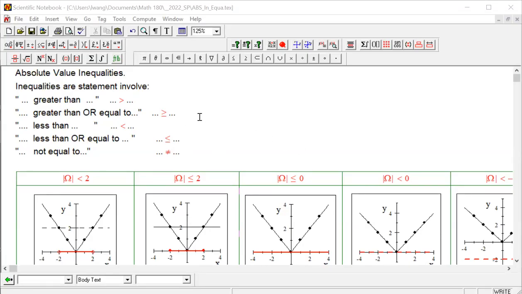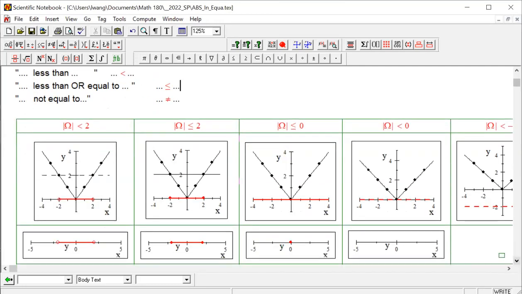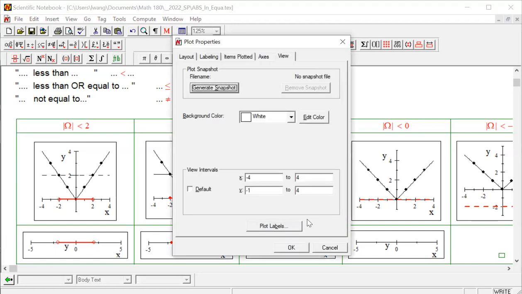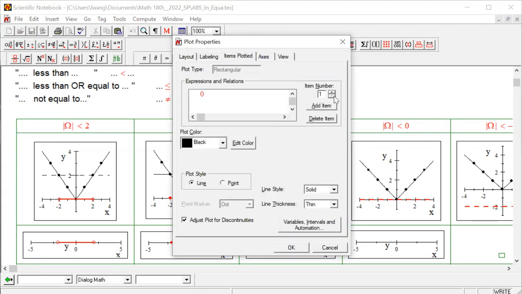Hello, in this lesson, we're going to continue to talk about solving absolute value inequalities. I'd like to clarify something here. I think the picture I put here to summarize the less than or equal to case may be confusing. So I'm going to change this right here to be just one dot.